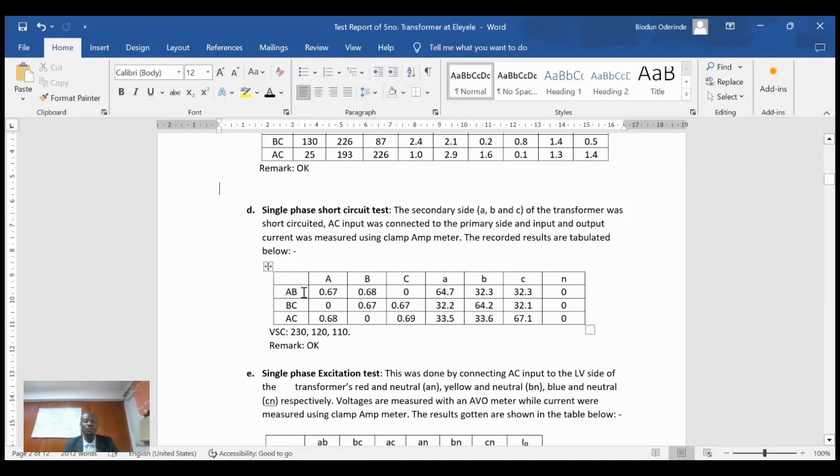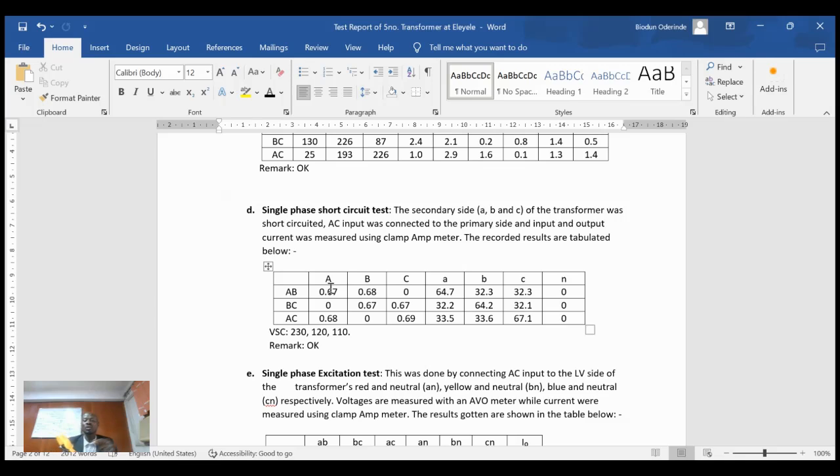AB, we connect it, we put supply, the live and neutral from the generator, we put it on AB. We now measure. In this case, what we are measuring is the current. We use our clamp meter. This is the clamp meter, this is the multimeter. There's some multimeter that has ammeter. There are some multimeter that doesn't have ammeter. This is what we call ammeter. We use ammeter to measure current.